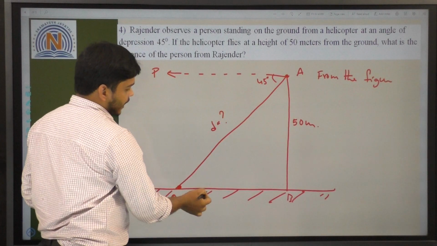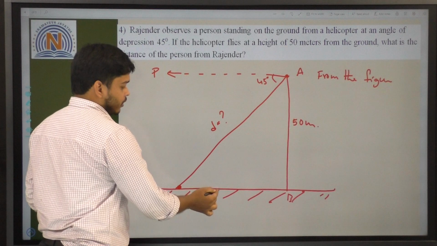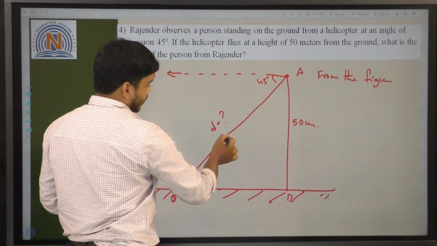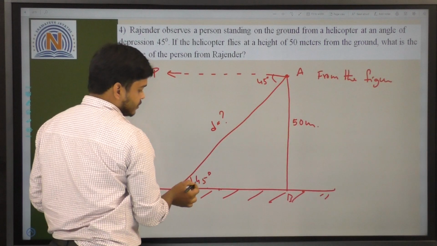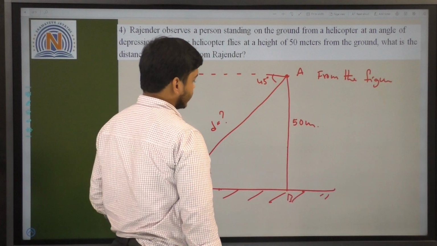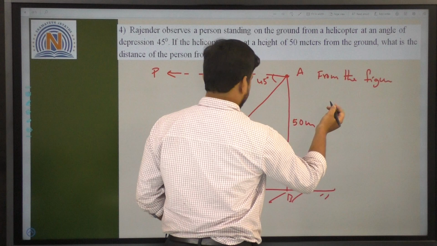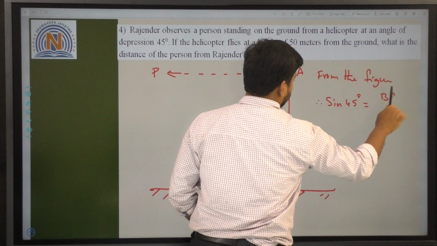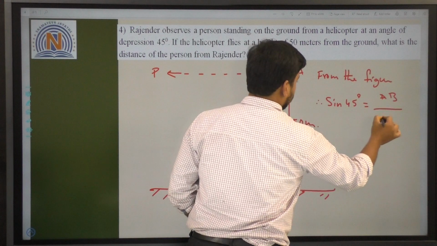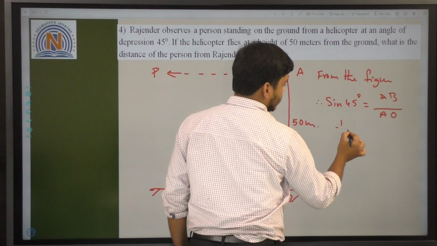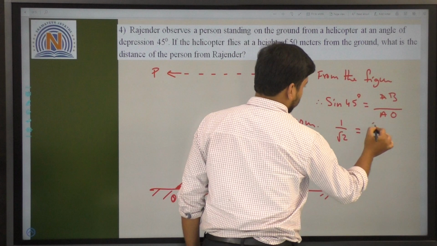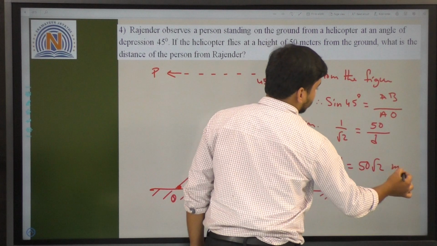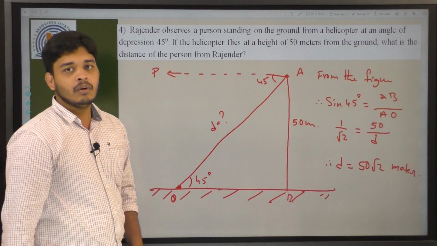Here, if you observe, these two are parallel lines, the horizontal line and the ground are always parallel, so alternate interior angles; this is also 45 degrees, and we need to calculate the AO value. With respect to 45 degrees, opposite by hypotenuse is sine. Sine 45 degrees is equal to AB by AO. So sine 45 degrees, 1 by root 2, is equal to AB, which is 50, by AO, which is D. Therefore D is equal to 50 root 2 meters.